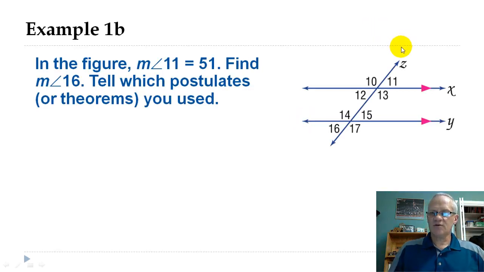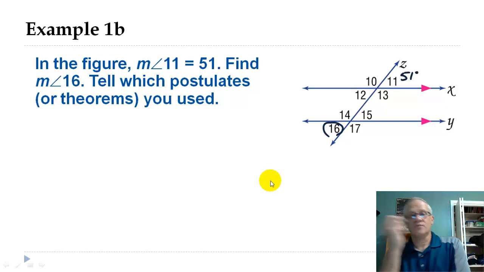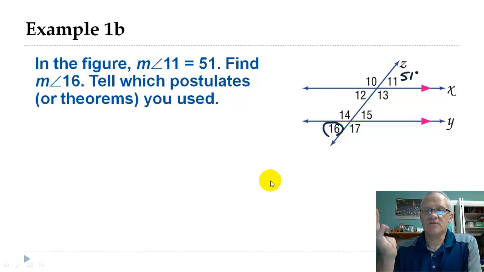Once again, angle 11 is 51 degrees. I'm going to write it in here. Let's find this time the measure of angle 16. Where is 16? Here it is, down here. Now this is a little bit more interesting. What could we do here? Well, we have to think back to something that we learned in chapter 1, in addition to what we've just learned now, to help us.